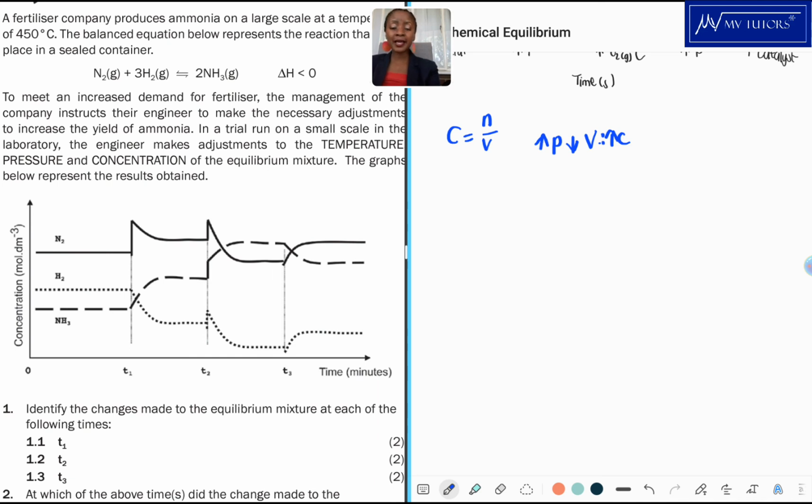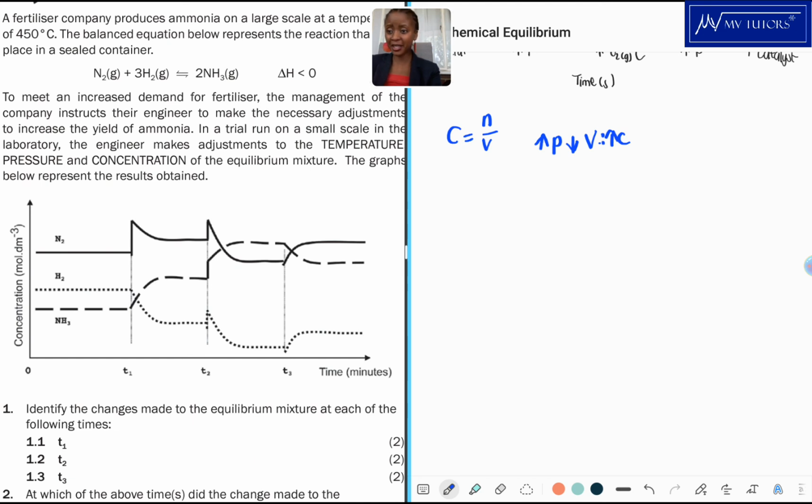So because it is exothermic, the forward reaction is exothermic. The reverse is endothermic. If we increase temperature, it will favor the reactants. So we should see an increase in nitrogen as well as hydrogen. If the temperature was cooled, if the system was cooled, meaning the temperature was decreased, it would favor the forward reaction. Therefore, ammonia would have to increase.